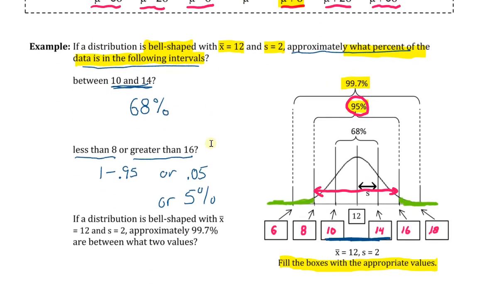Okay, last part. If the distribution is bell-shaped with a mean of 12 and a standard deviation of 2, approximately 99.7% of the data are between which 2 values? So here we want to know that 99.7% corresponds to 3 standard deviations, and so we know that this data has to be between the values of 6 and 18.